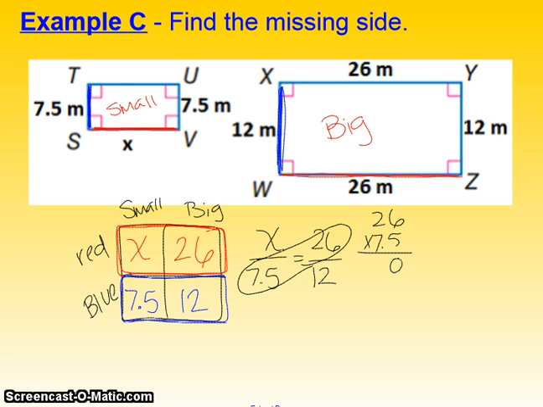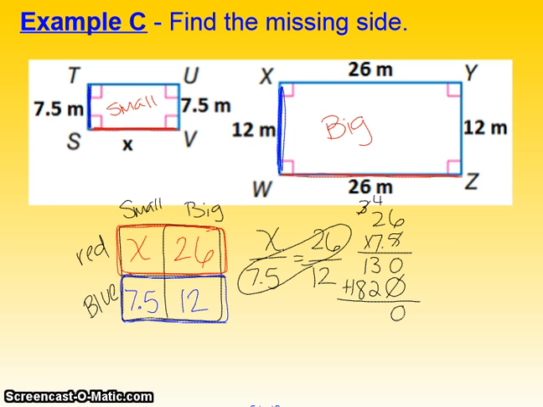5 times 6 is 30. 5 times 2 is 10, and 10 plus 3 is 13. I put my placeholder here and cross out what I've already used. I know that 7 times 6 is 42. 7 times 2 is 14, and 14 plus 4 is 18, and then I have to add these all up.